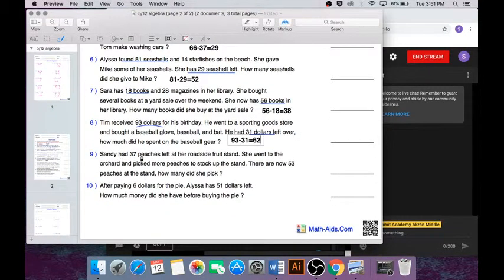Number 9, Sandy had 37 peaches left at her roadside fruit stand. She went to the orchard and picked more peaches to stock up the stand. There are now 53 peaches at the stand. How many did she pick? So she had 37, and now she has 53. So how many did she pick? So if we take the total that we have, which is 53, and we subtract how many we started with, we have 53 minus 37 will give us 16. So she picked 16 peaches.